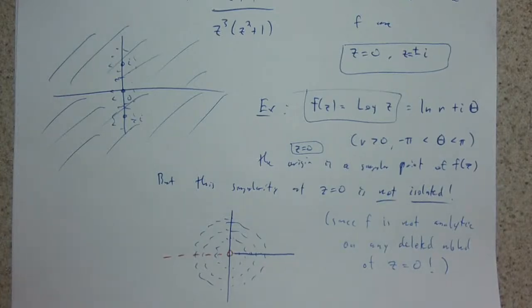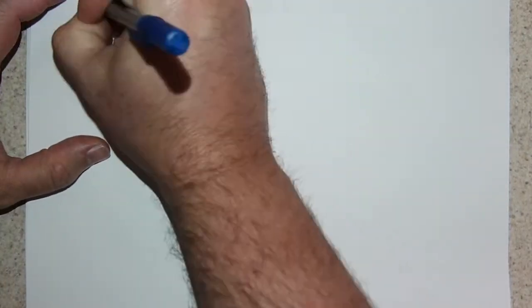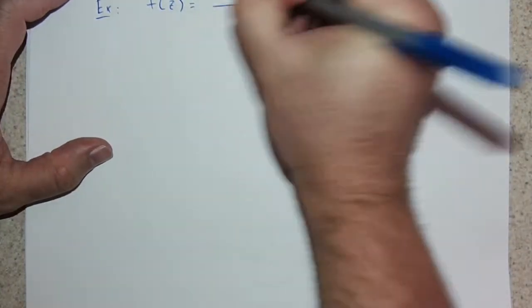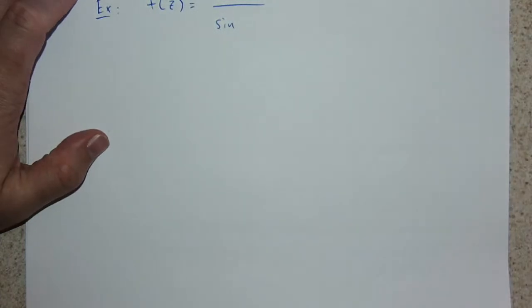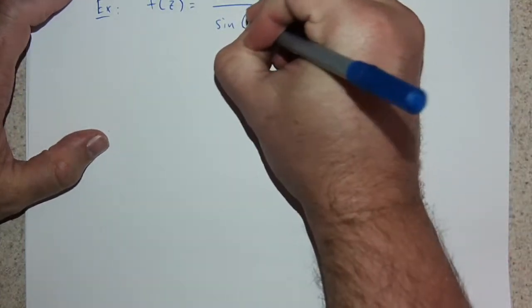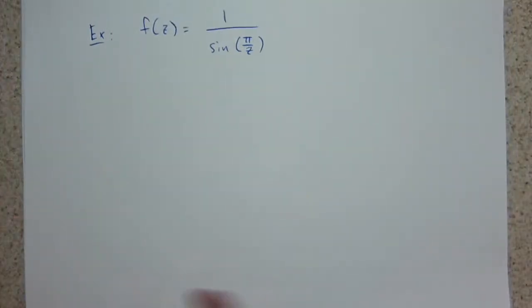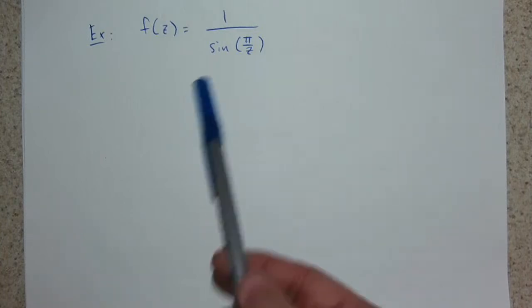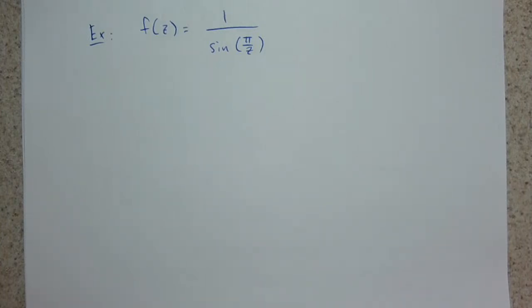Okay. Let's do another example. So let's consider the example that f of z is 1 over sine of pi over z. What are the singular points? Well, we could just say the singular points are going to be where the zeros of sine are.